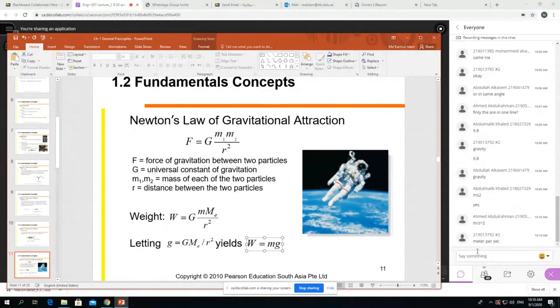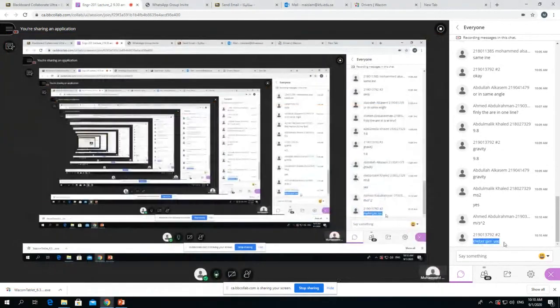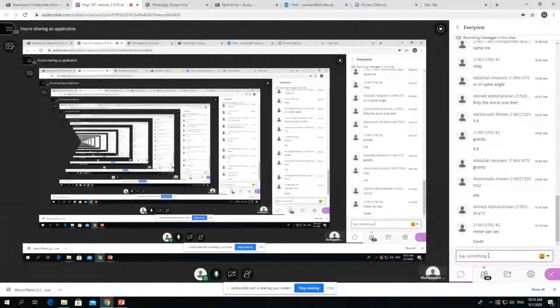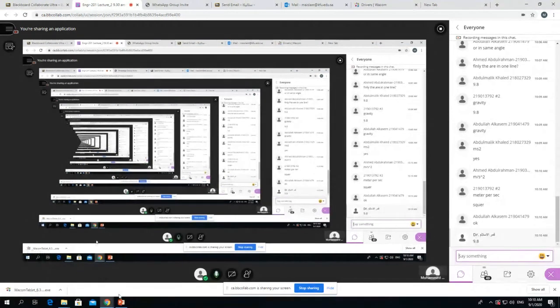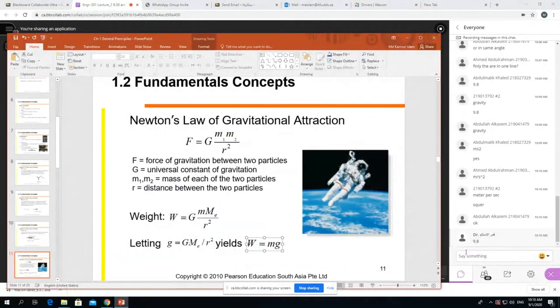Meter per second is wrong; it is meter per second square. And someone said its name is gravity, which is half correct. It is acceleration, gravitational acceleration. Its value is 9.8, fine. So W equal to mg.